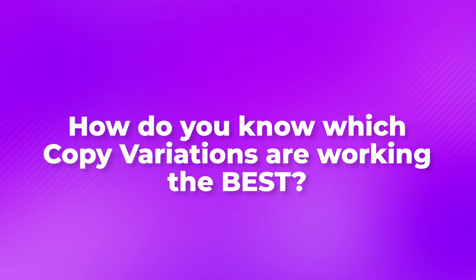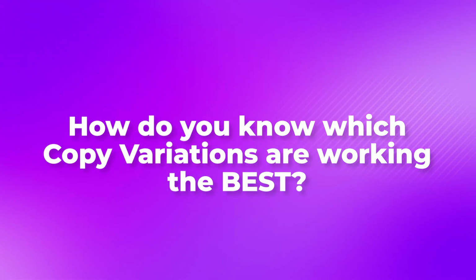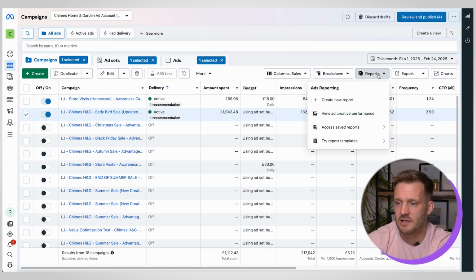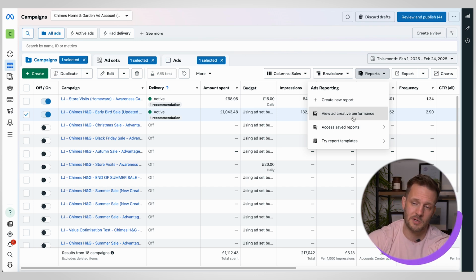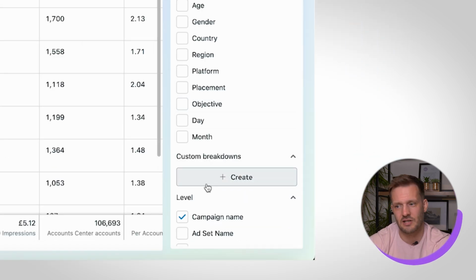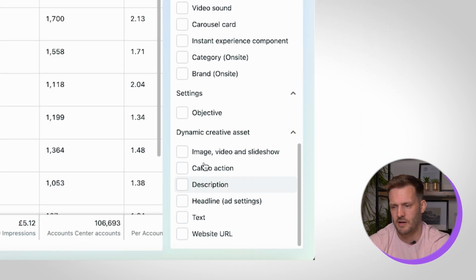Right, so how do you know which copy variations are actually working the best? Okay, so let's jump into the laptop, and the first thing that you're going to want to do in this campaign mode is click on reports and go to view ad creative performance. So when that loads, it allows you to have a look at the various performance that you have across your campaigns, and you can split it into lots and lots of different metrics, but we're going to scroll right down to the bottom here, and we're going to click on text.